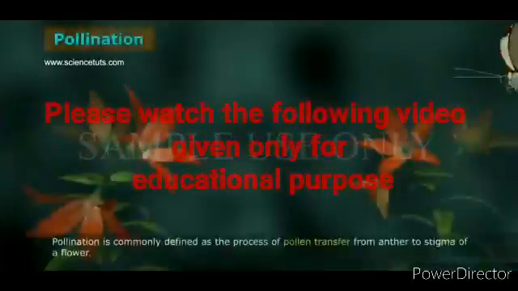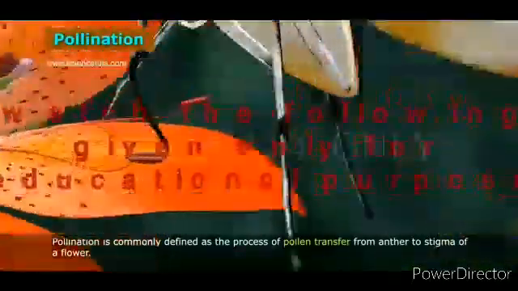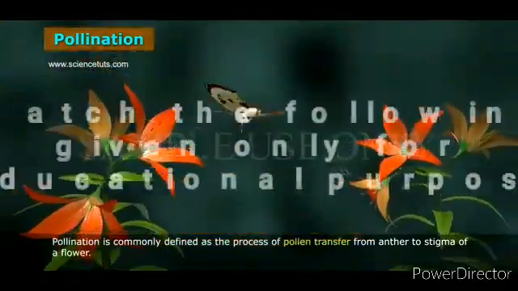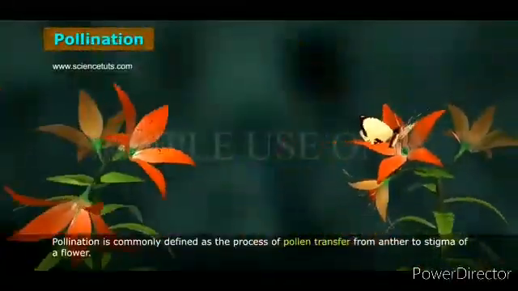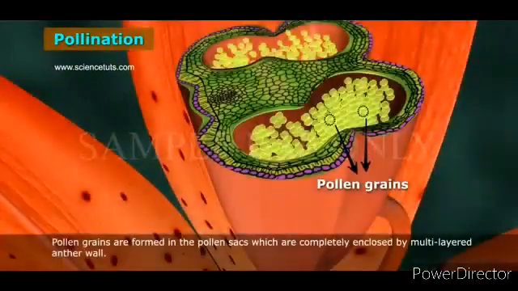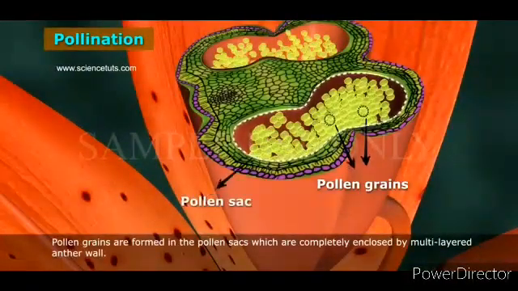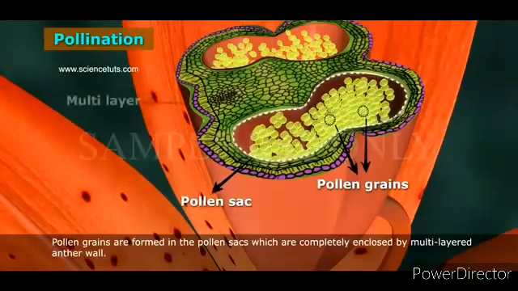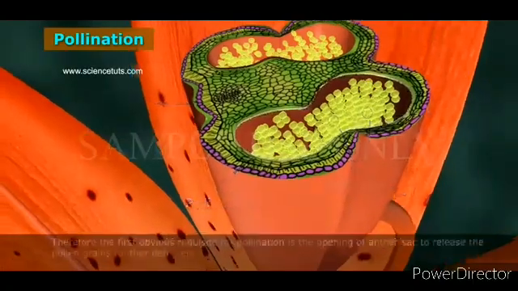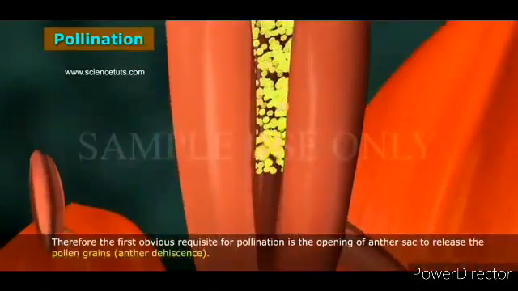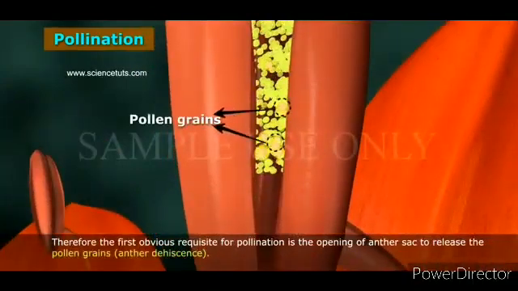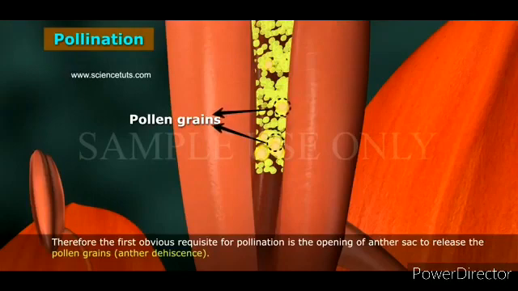Pollination. Pollination is commonly defined as the process of pollen transfer from anther to stigma of a flower. Pollen grains are formed in the pollen sacs, which are completely enclosed by multi-layered anther wall. Therefore, the first obvious requisite for pollination is the opening of the anther sac to release the pollen grains, anther dehiscence.